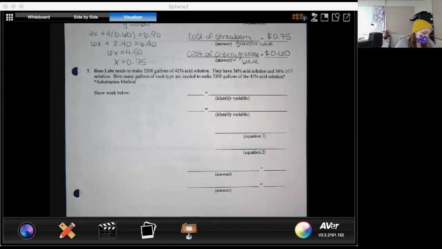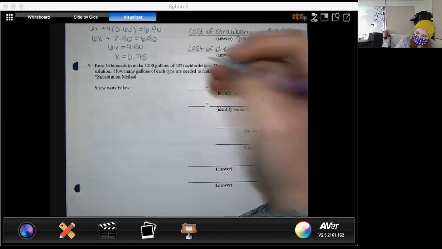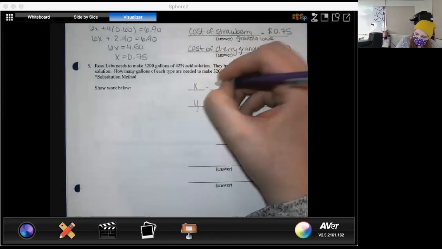Okay. Now, this one, when looking at it originally, definitely looks like, what the heck, what's going on? But once you do one problem, the rest of them will seem much easier. So, what are we looking for? What should my variables be based on the question? Gallons of 36% solution, gallons of 54%. Sounds good. Okay. X and Y.